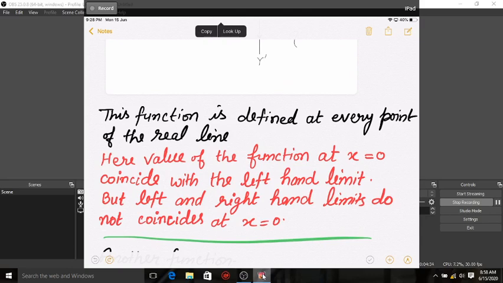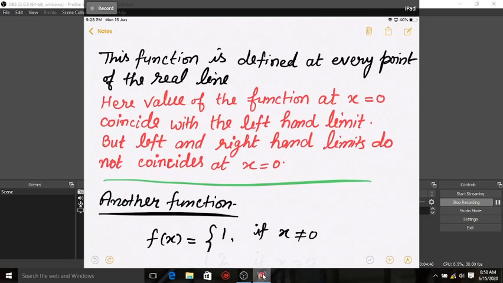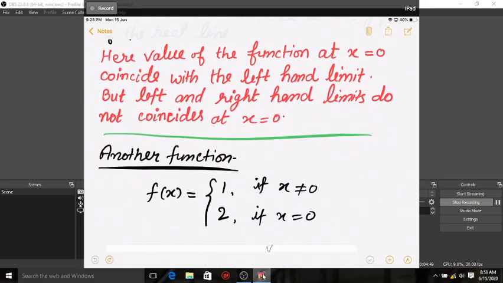We have already studied the concept of limit in class 11th. If anything is not clear, then you can see the lecture for class 11th, limits. So this function is discontinuous at x equal to 0.